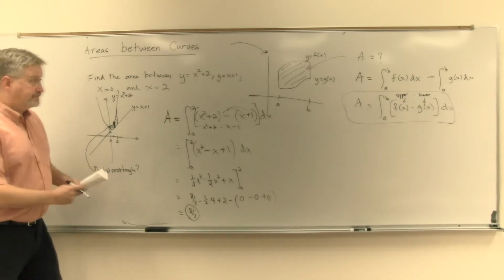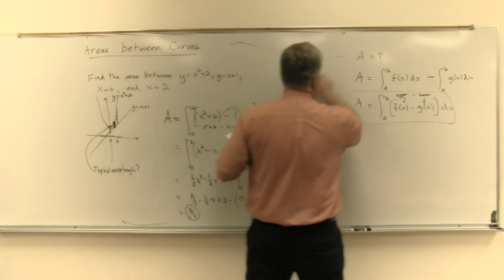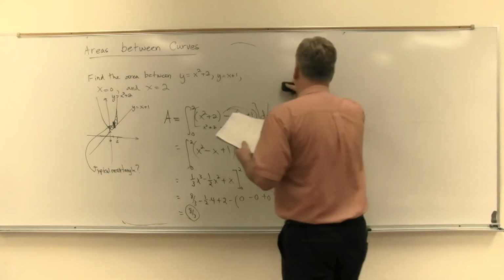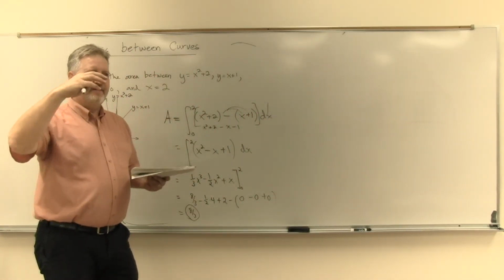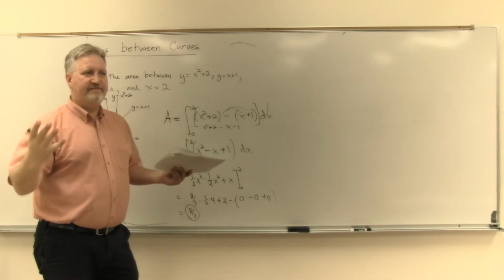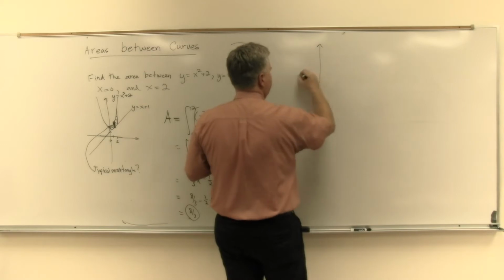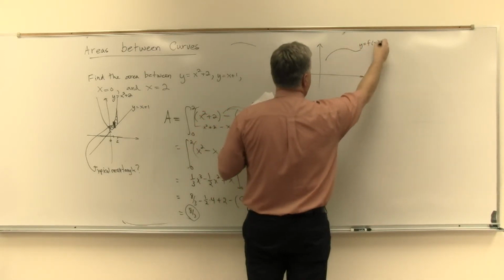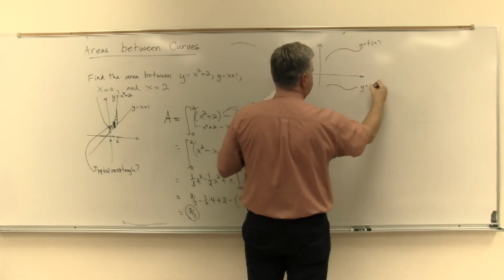Now, just to think about it a little bit, that example I started with had both curves above the x-axis. What happens if we've got y equals f of x, and then y equals g of x is down here?